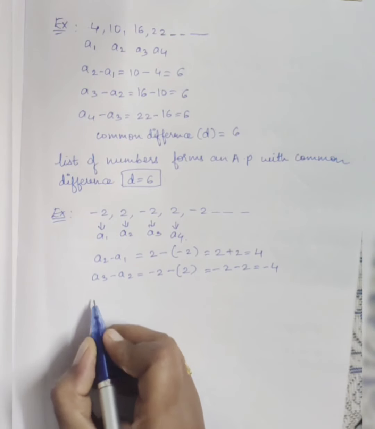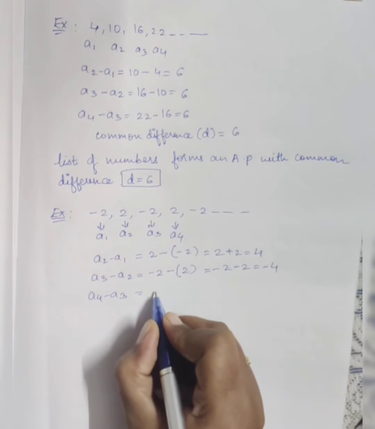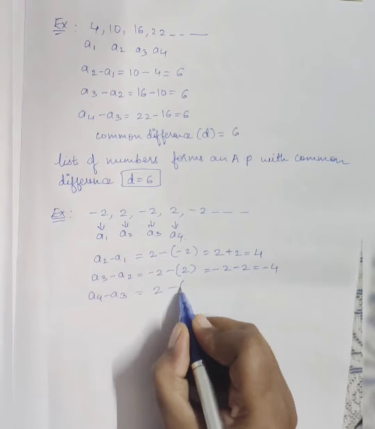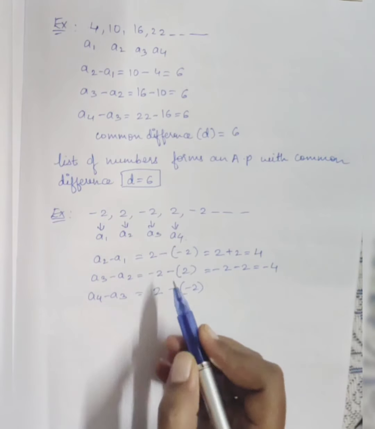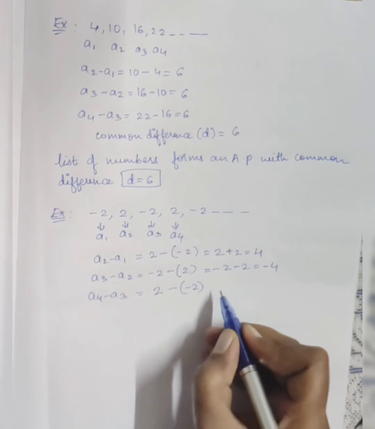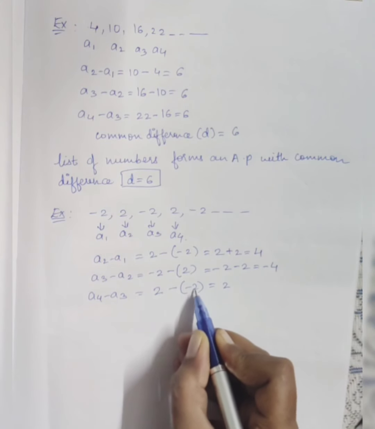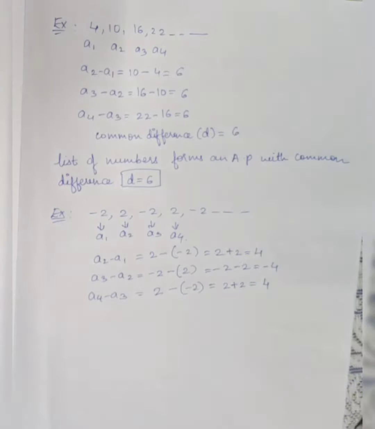Next is A4 minus A3. So A4 is 2, minus A3 which is minus 2. I take A4 as 2 with the minus sign as it is, and this minus 2 is nothing but A3. So what do you do here? 2 as it is, and minus into minus again will be plus. So 2 plus 2 will be 4.